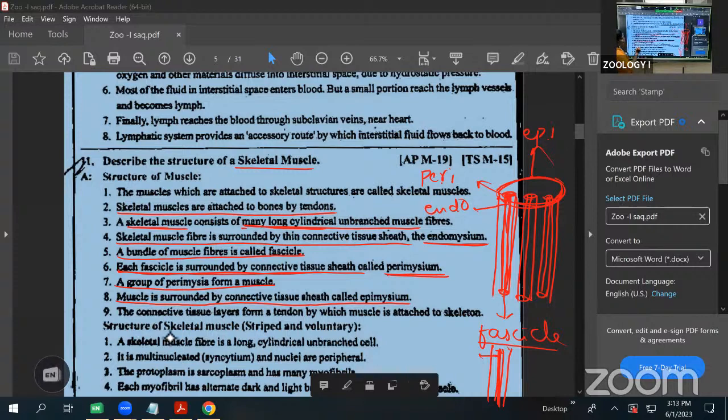Next, the connective tissue layer forms the tendon by which the muscles are attached to the skeleton. Means the outer connective tissue attaches with the bone by the tendons. Next, the structure of the skeletal muscle, how it is.